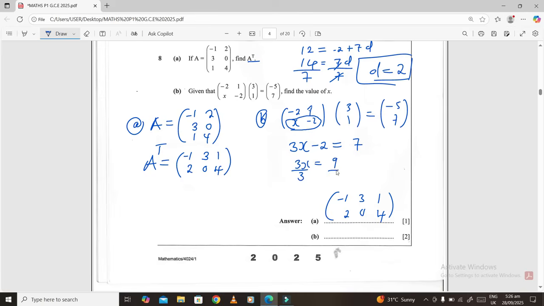Divide by 3 by 3. The value of x will be equal to what? To 3, which is here. So x is equal to 3.